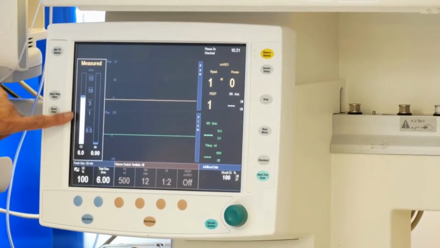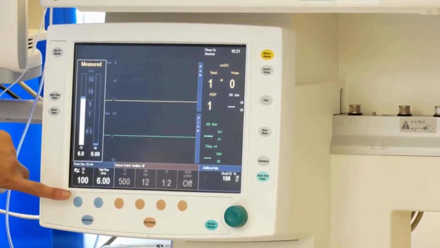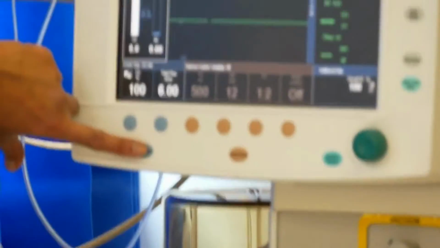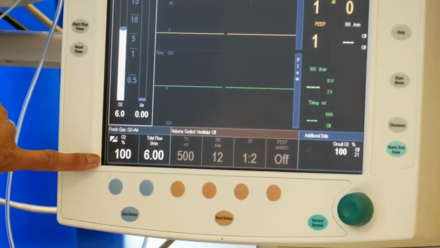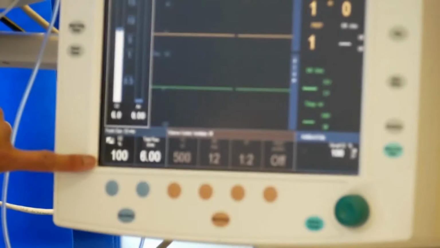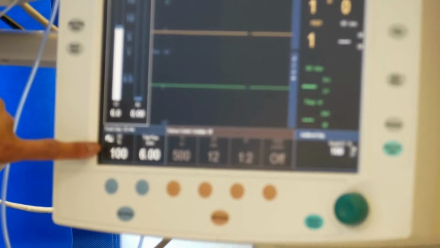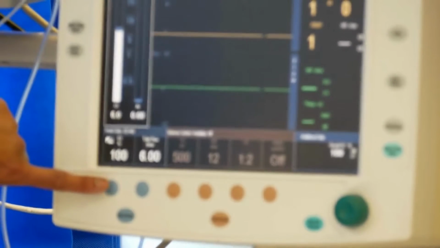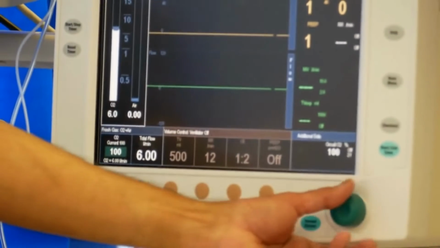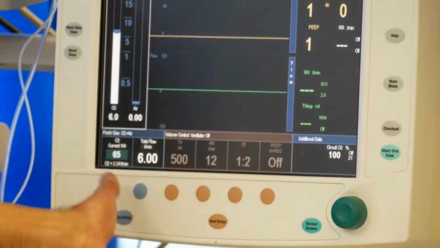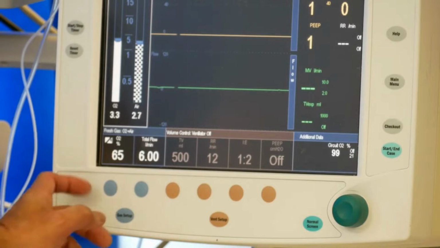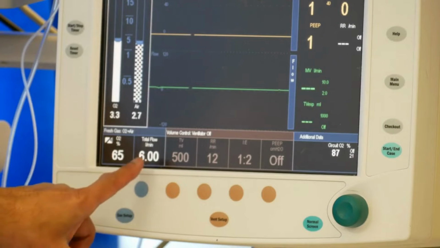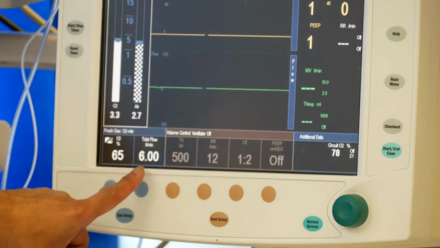On this dial, on this side, there are three blue colored buttons. On this corner, it gives the level of oxygen. At the moment, I have set it for 100%. When you come, sometimes the patient could be on 75% or 65%. Next to that is the flow rate, which you don't have to change.